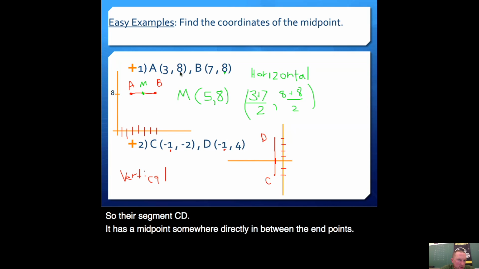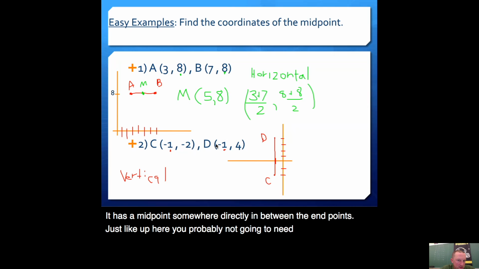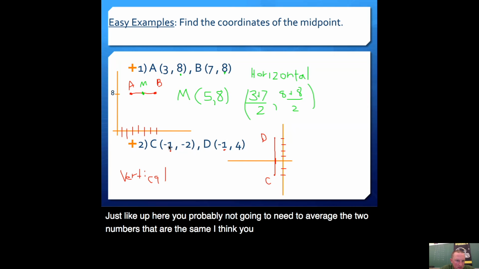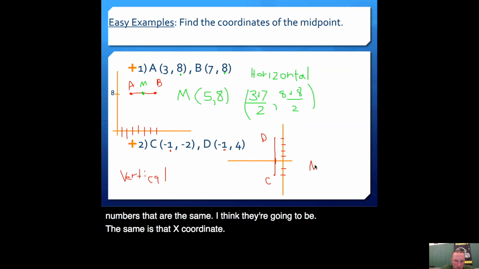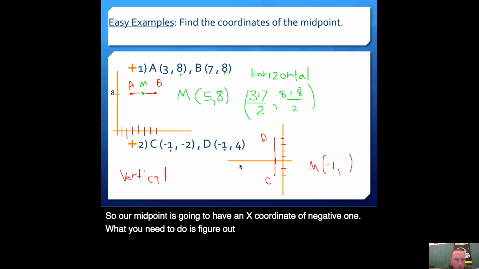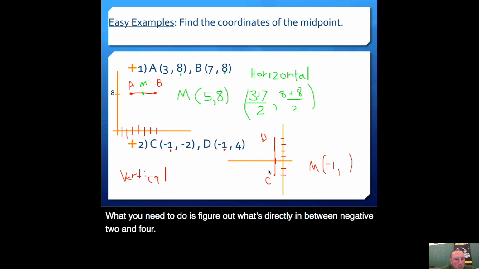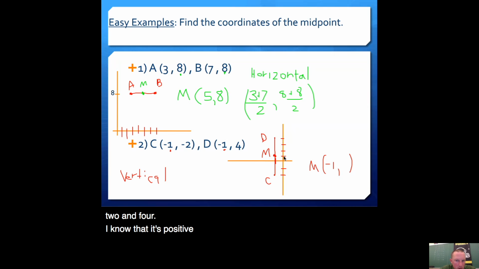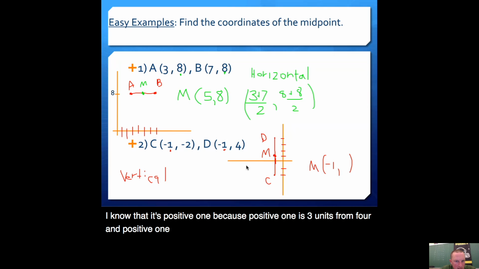Just like up here, you're probably not going to need to average the two numbers that are the same. I think you know they're going to be the same as that x coordinate. So our midpoint is going to have an x coordinate of -1. What you need to do is figure out what's directly in between -2 and 4. I know that it's +1 because +1 is 3 units from 4 and +1 is 3 units from -2.